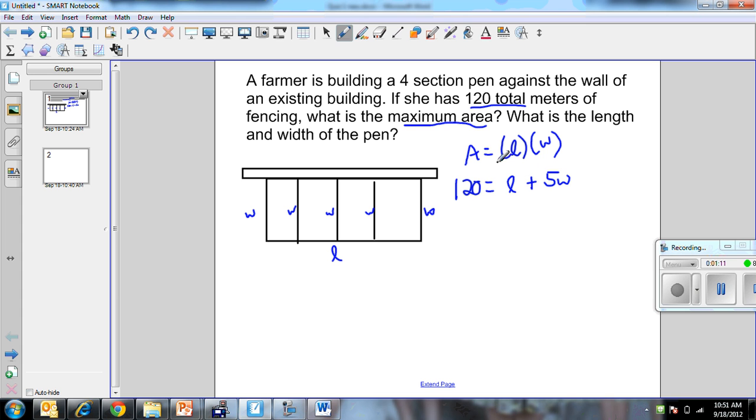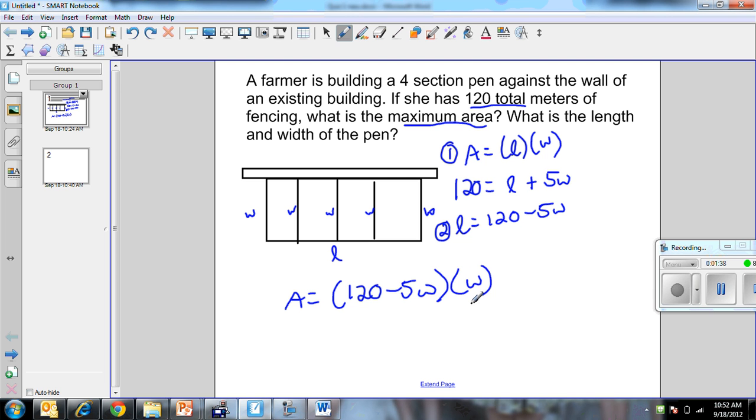Okay, now I isolate one variable in this equation, sub it into my equation for area. So if I isolate L, I get 120 minus 5 W's. So I'm going to sub equation 2 into equation 1. So my new equation is going to be area equals 120 minus 5W times W.